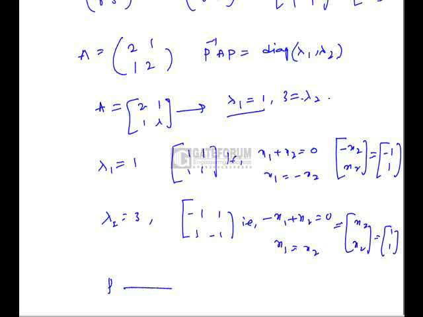Now, P is a matrix built from the eigenvectors corresponding to eigenvalues lambda 1 and lambda 2, and we already know the vectors. So the required matrix P will be [-1, 1; 1, 1], which is nothing but option C.